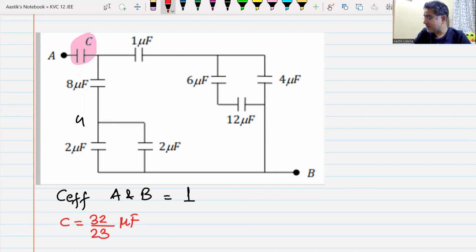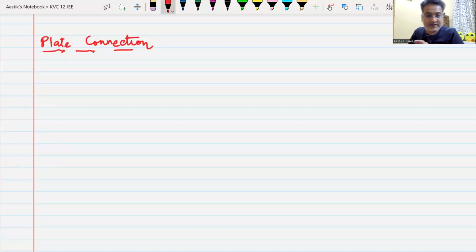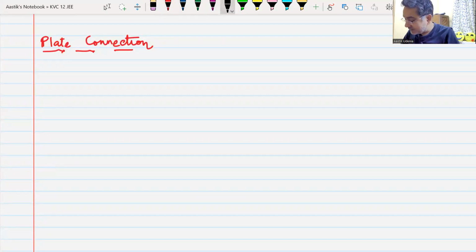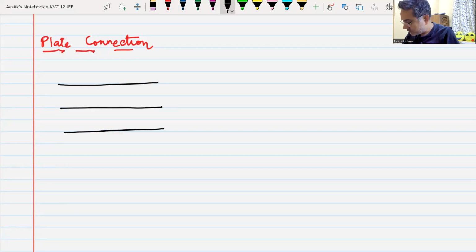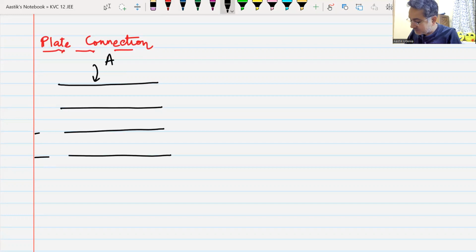and check the answer. Now what we are going to do is get into the last category of problems, and the last category of problems is plate connection. I call them plate connection problems. Now what do you mean by plate connection problems? The problems would be like this. They would give you some capacitor plates. The area of the plates, let us say, will be given as A, and the distance between the plates would be given as D.